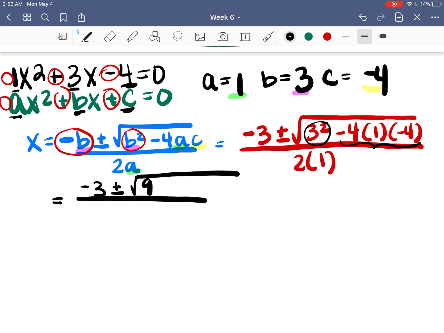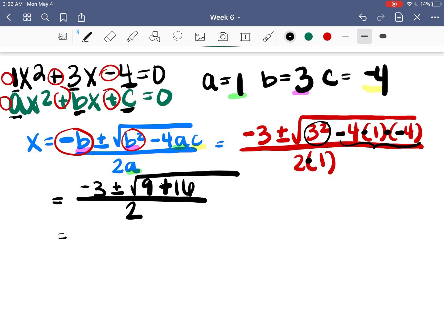All right, let's do this part next. What is negative 4 times 1? It's negative 4. Negative 4 times negative 4. 2 negatives will make a positive. And 4 times 4 is 16. All right, so we have negative 3 plus or minus the square root of 9 plus 16. And all of that is over 2 times 1. And 2 times 1 is 2. All right, we move on.